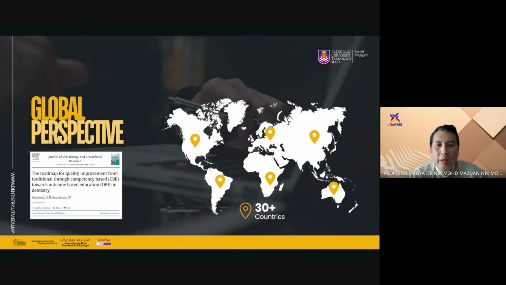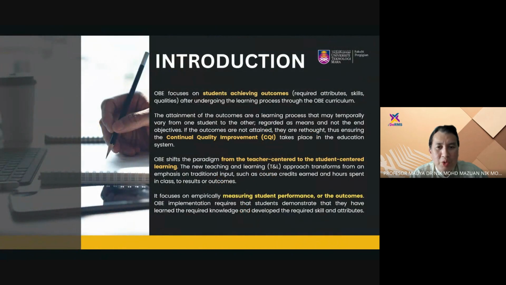In the global perspective, we also benchmark with some renowned guidelines, especially from the UK, Australia, and the European countries. So we are quite well versed in terms of implementation in the country, but in the faculty, I think we need to work harder to ensure that all of us understand the whole concept of OBE. So today, please feel free to ask me if you have any question. I will try to answer if I can.